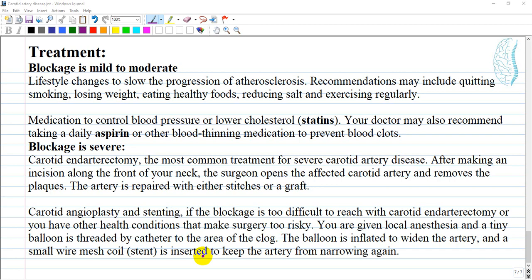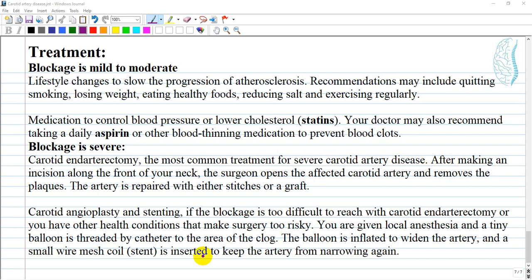Medications to control blood pressure or lower cholesterol. Some of the drugs are statins, which are used widely for this type of patient. Doctors may also recommend taking a daily aspirin or other blood thinning medications to prevent blood clots. If blockage is severe or the patient has already had a transient ischemic attack or stroke, it's recommended to remove the blockage from the artery, and options include carotid endarterectomy, the most common treatment for severe carotid artery disease.